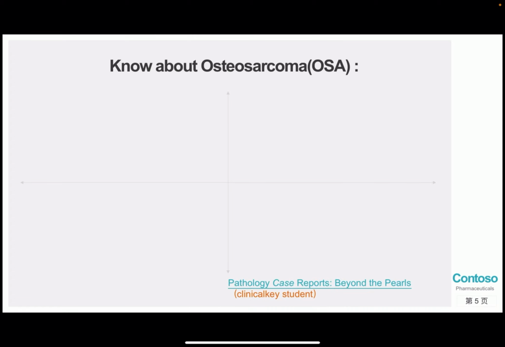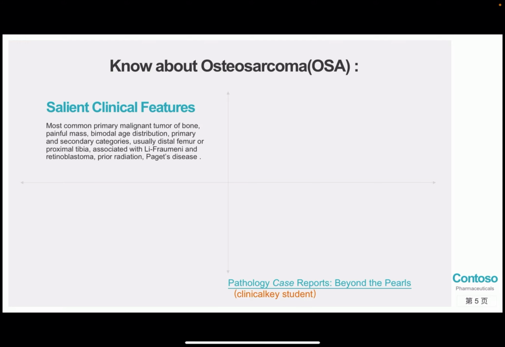Here we learn something about osteosarcoma. Salient clinical features: most common primary malignant tumor of bone. Painful mass. Bimodal age distribution. Primary and secondary categories. Usually distal femur or proximal tibia. Associated with Li-Fraumeni syndrome and retinoblastoma, prior radiation, and Paget's disease. Radiographic findings: poorly demarcated blastic or lytic mass with soft tissue extension.